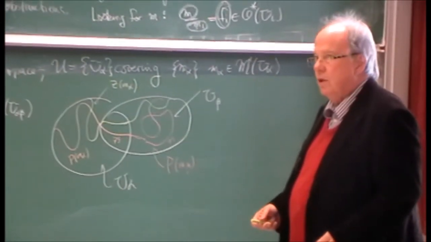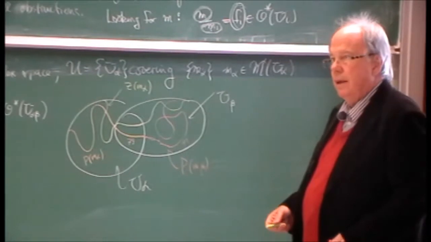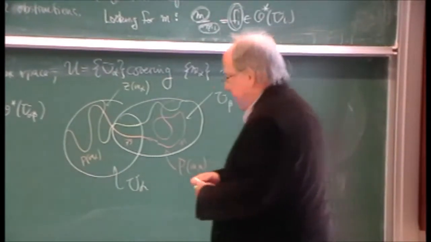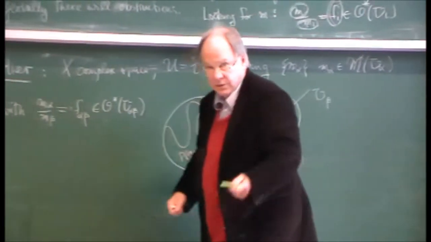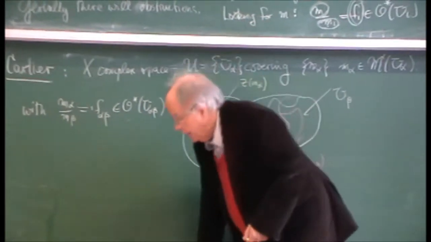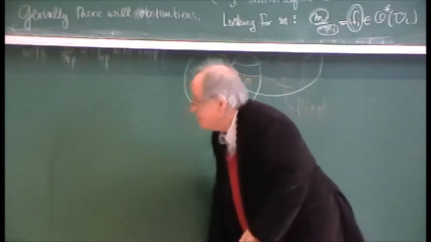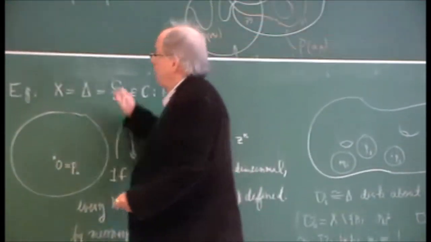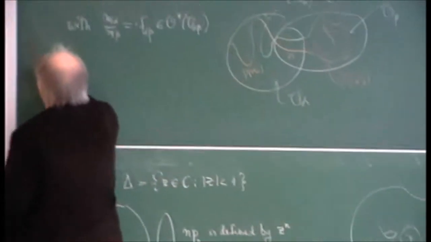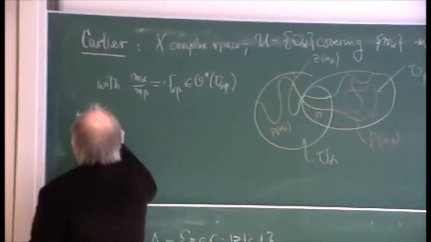You're thinking in dimension one. So let's think in dimension two. Okay, this is the condition. So this is the Cartier divisor. The point is that every Cartier divisor is a Weil divisor.